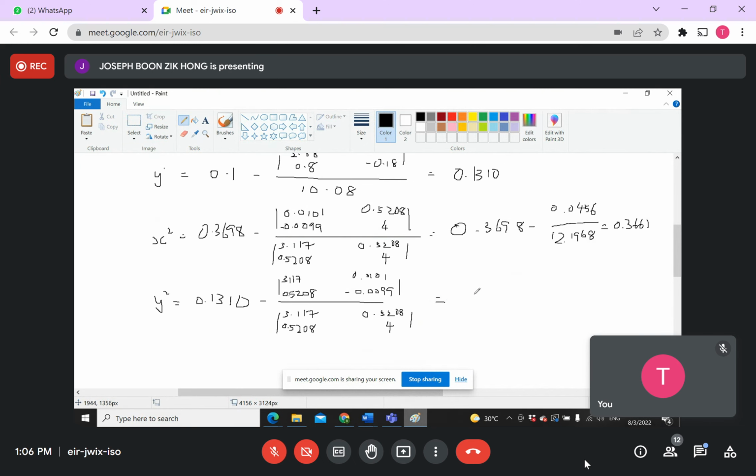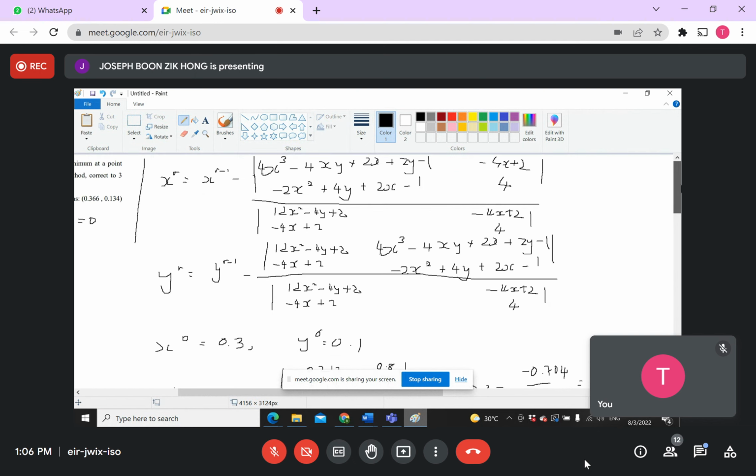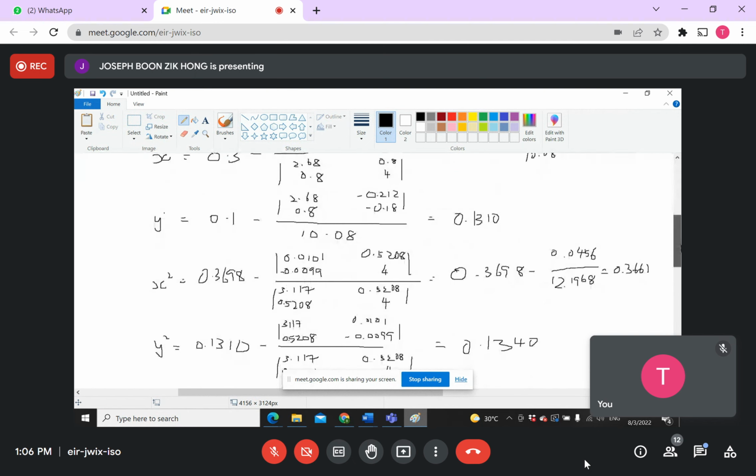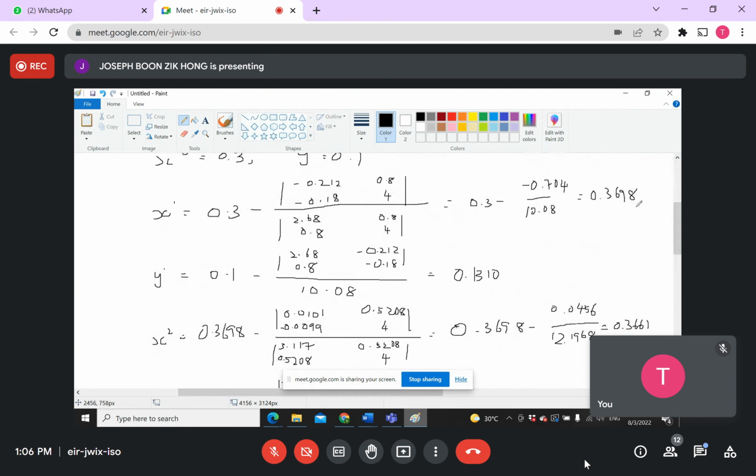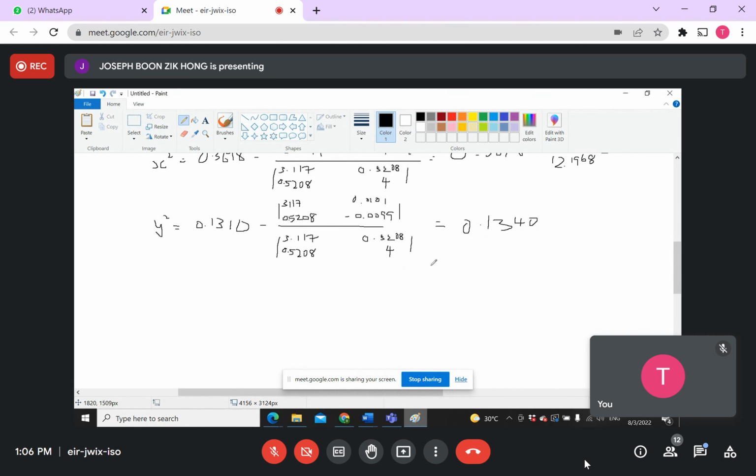So this one I get 0.133, sorry, 1340. Okay, so what we see, the difference is still big enough. It is greater than 0.001, so that means you have to proceed. You have to proceed to x3, y3.